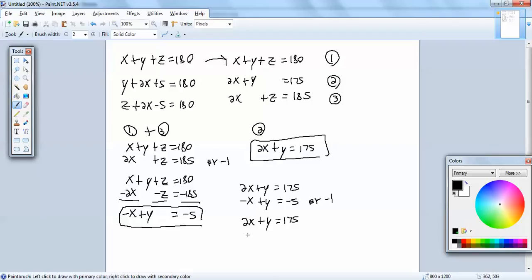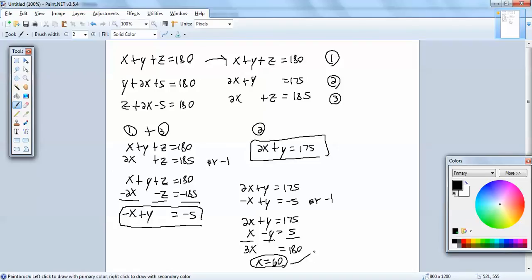Negative 1 times negative x is x. Negative 1 times y is negative y. And that gives us positive 5. 2x plus x is 3x. Y minus y cancels. 175 plus 5 is 180. Divide both sides by 3 and you get x equals 60.